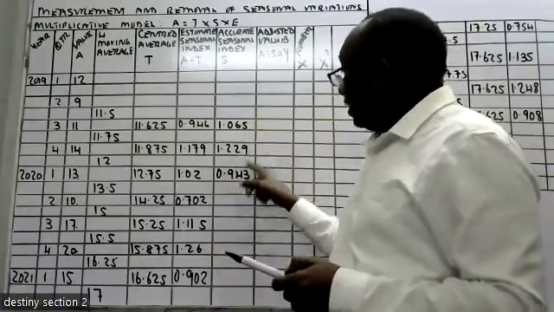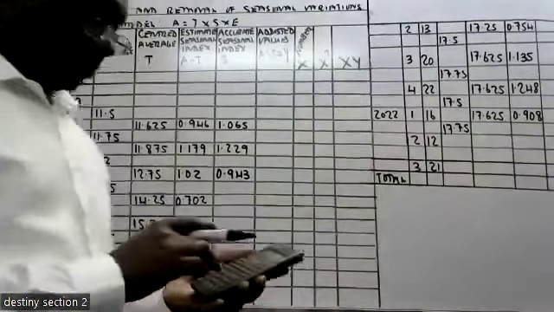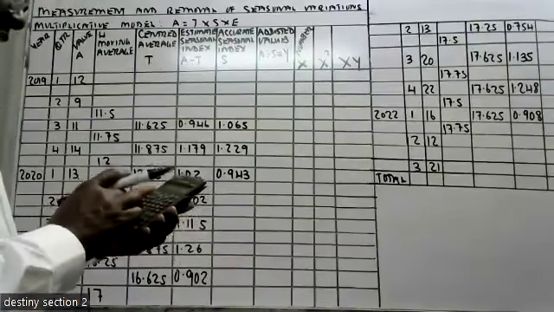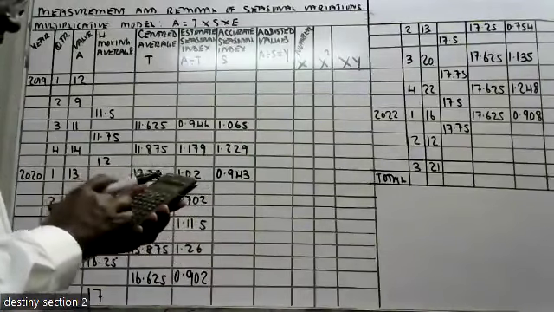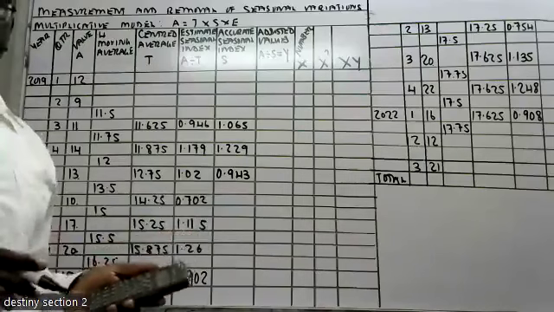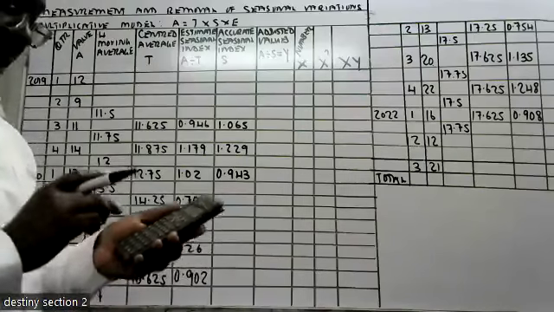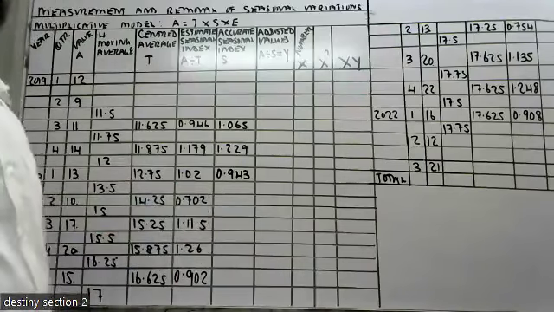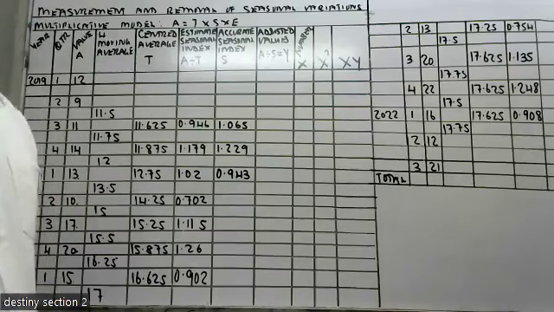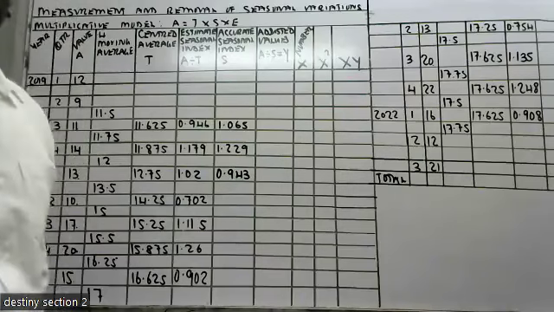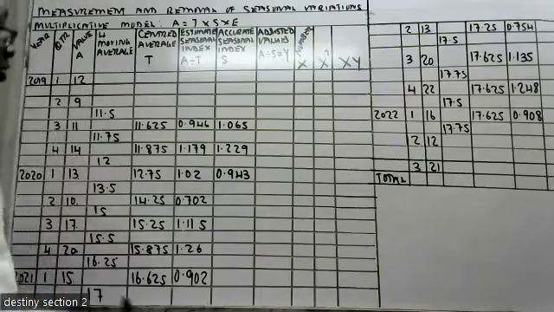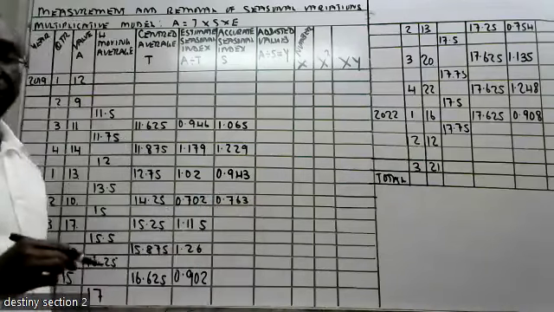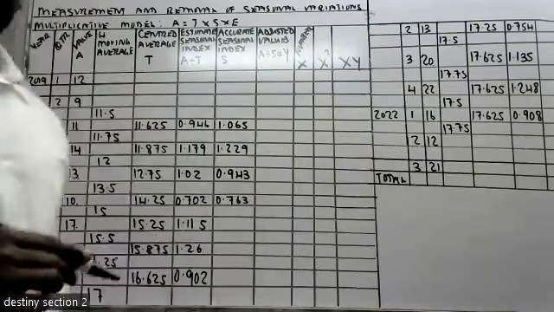So let's add these 3. 1.065 plus 1.229 plus 0.943. If you subtract that answer from 4, what you have gotten will be 0.763. Now that 0.763, you record it here. 0.763.